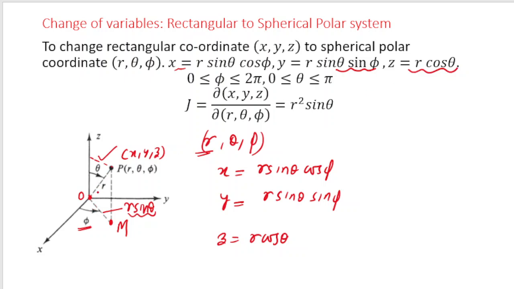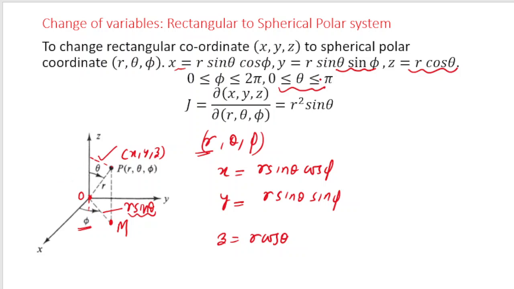And I hope it is not very difficult to visualize that theta can vary between 0 to pi. Can you visualize? Because if I take the negative z axis, the line which joins the point to the origin will make an angle, and the maximum angle will be pi.